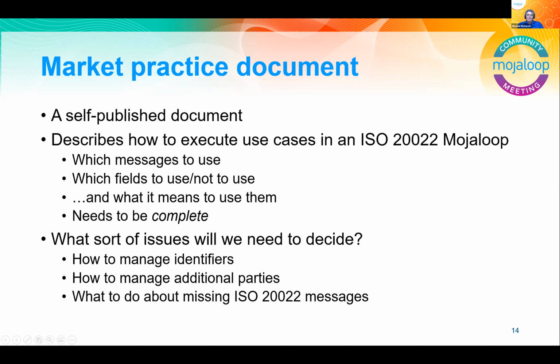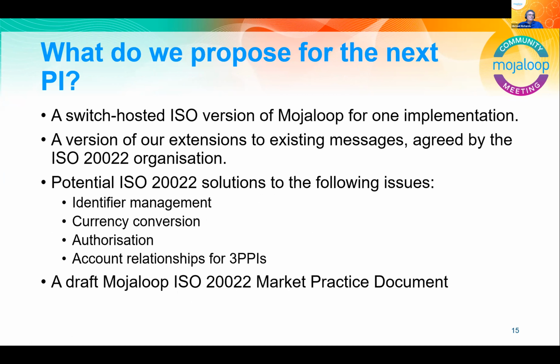So what we propose for the next PI is, first of all, a switch-hosted ISO version of modular loop for one implementation. As you know, we're quite a long way down the road towards that, so we are reasonably confident about it, and that is work that is funded. Second, a version of our extensions to existing messages agreed by the ISO 20022 organization. So that's the unique identifiers and the ILP information. Once we've got our membership sorted out, we'll be proposing those more or less straight away as changes to the data model.